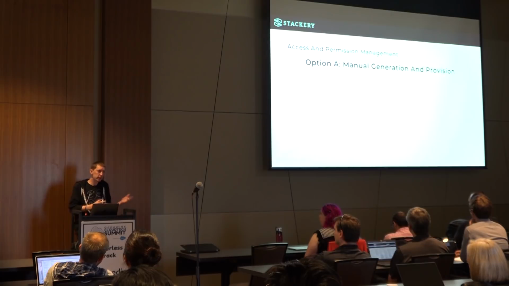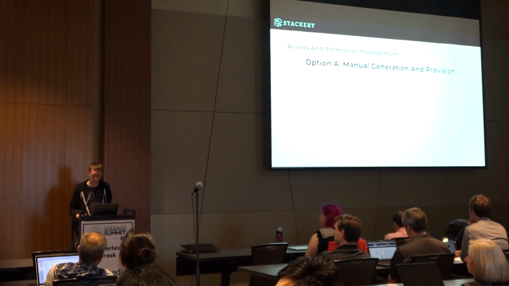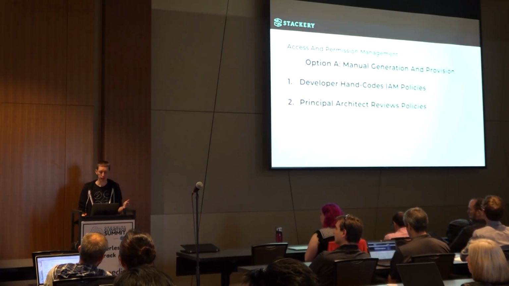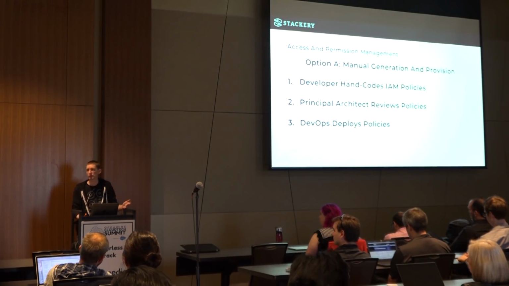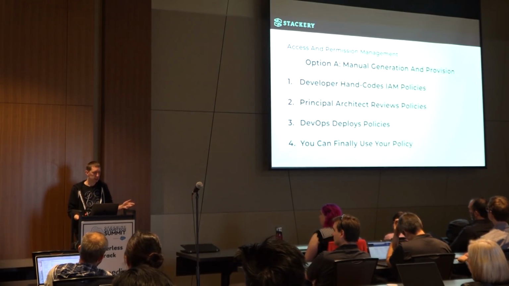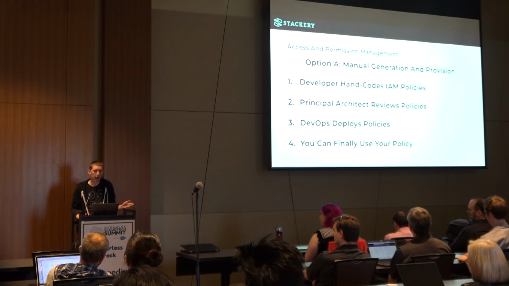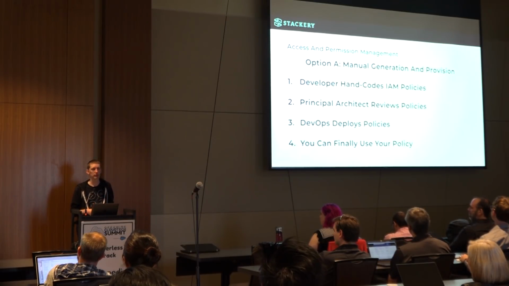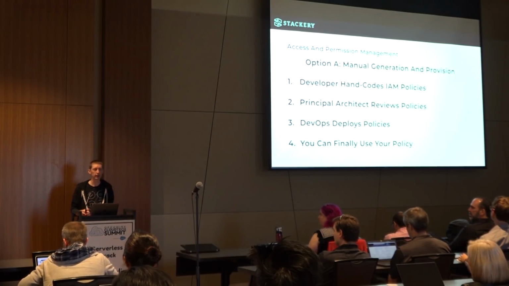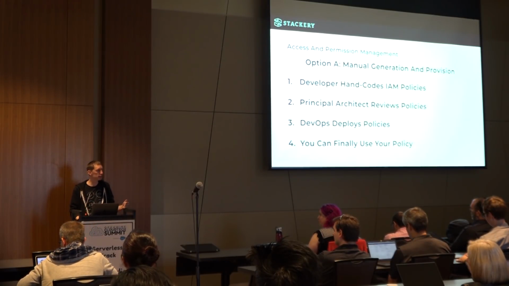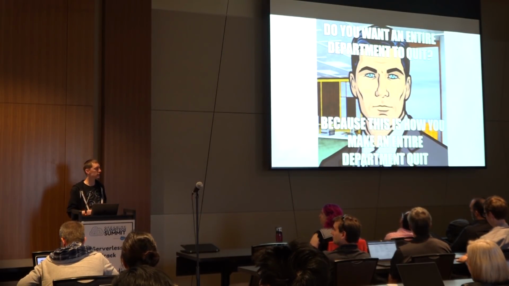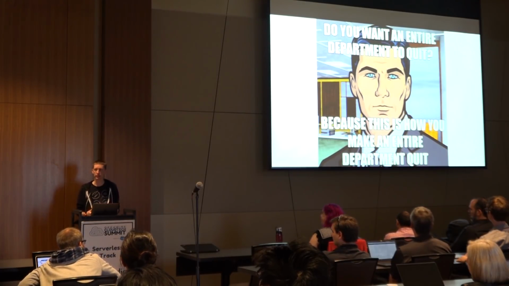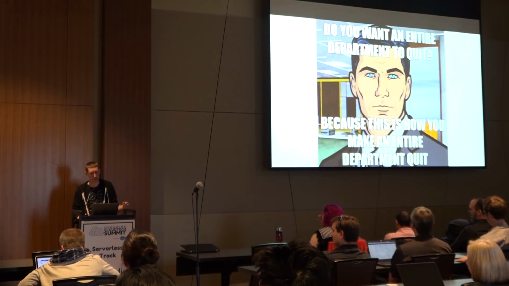And the first option is, well, let's take our old approaches and see how they work in the new model. So developer hand codes IAM policies. A principal architect will then review the policies, or maybe a SecOps team. Your DevOps team then will deploy the policies. And finally, you can go and use your policy. But if you try to apply this every time you update your application and add a new resource or modify its behavior, that's going to be very time consuming. And those same developers who are so excited about serverless are now going to be really upset that you are holding them back as an organization by enforcing all of these requirements for IAM policies.